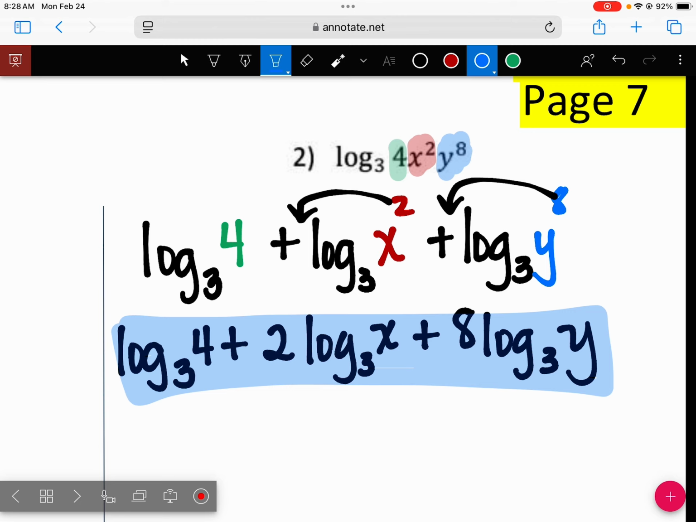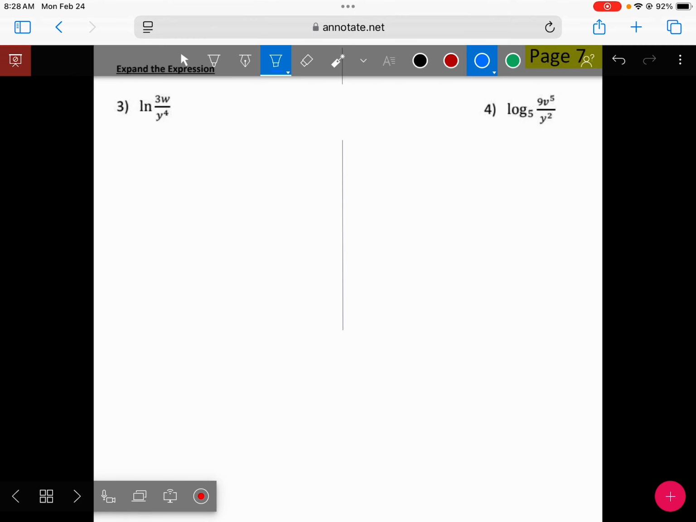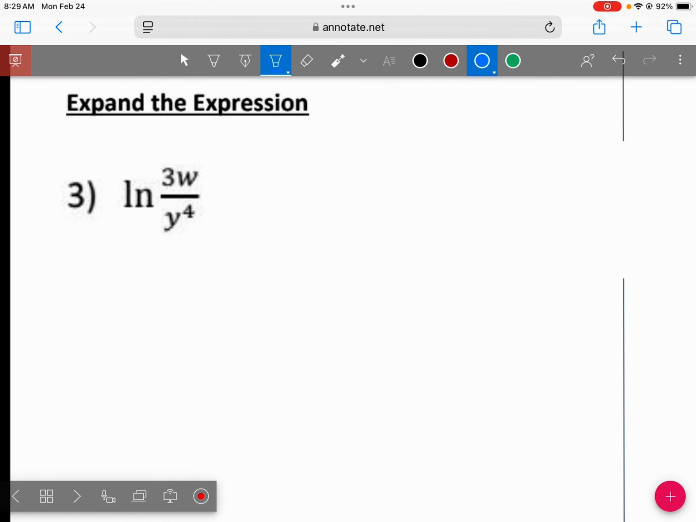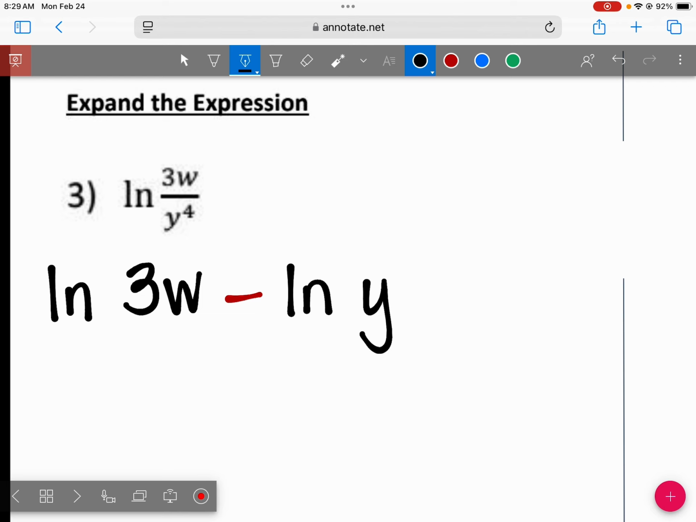All right, let's look at number 3. Do we have a fraction in number 3? Yes. So the first thing we're going to do is separate a fraction with what? Subtraction. So we're going to have ln, which is a log, and then we'll have 3w minus the natural log of y to the 4th.